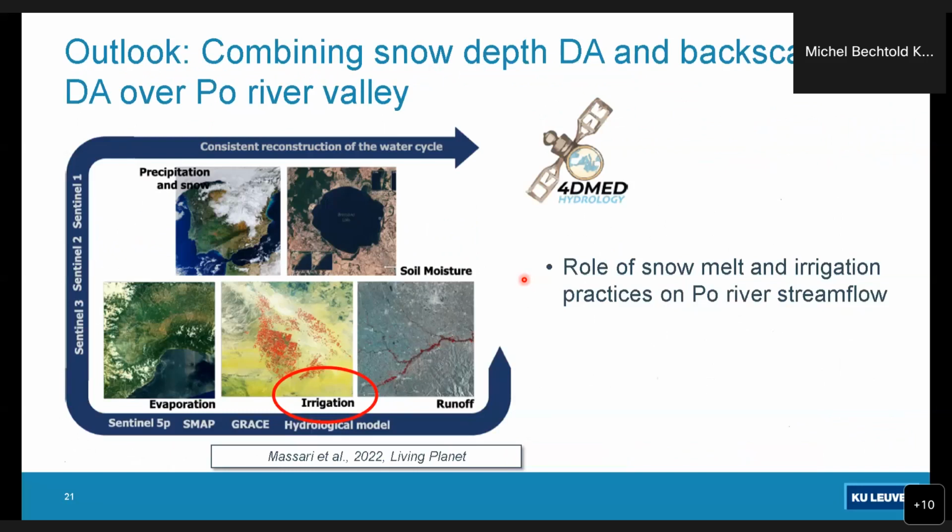A quick outlook. We want to combine the snow depth data assimilation and the backscatter data assimilation with soil moisture and vegetation updating over the Po River Valley, where we also look into the effect of irrigation on the water cycle. So water is extracted from rivers, which affects the water cycle on the land and changes rivers. So in that project, we want to integrate what I've shown before to analyze the effect on stream flow in the Po River Valley.